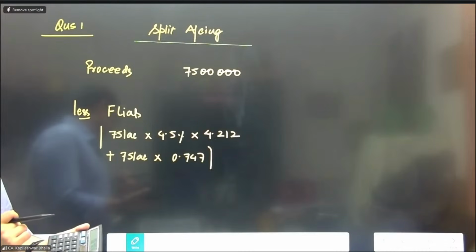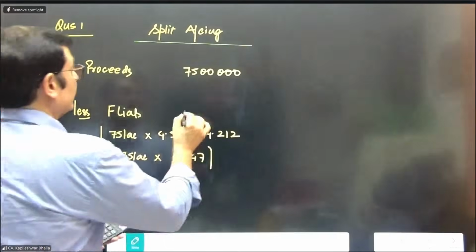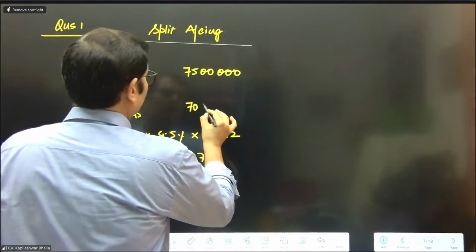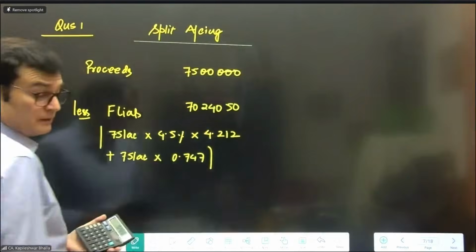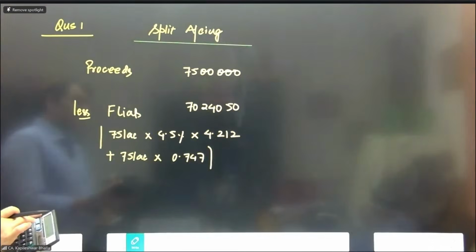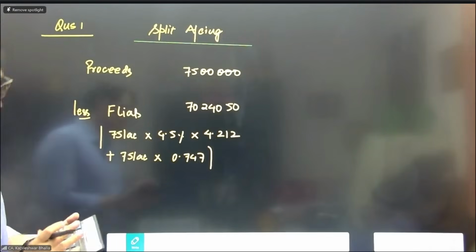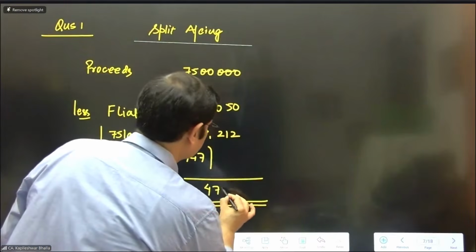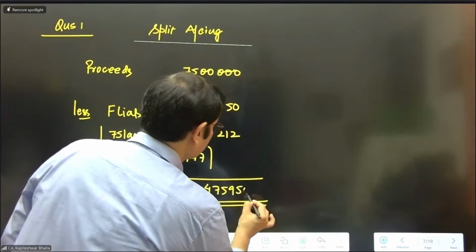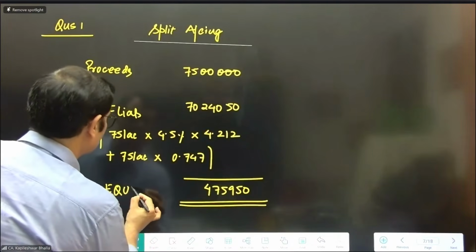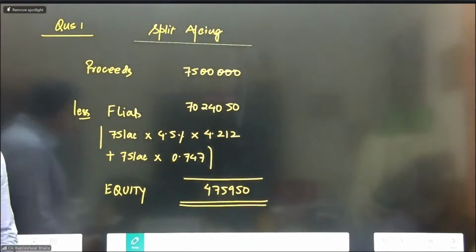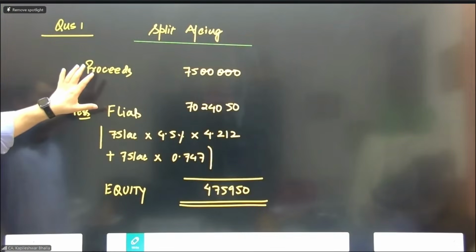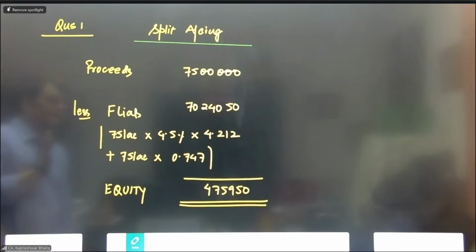I think it's coming to a total of, I guess, 70 lakhs 24,050. Just vouch for me if this is right or not. And then we can take the balancing figure, that's coming to, I think, 4,75,950. This becomes the equity component of the CFI. Right, I think I made the calculations. I was waiting for people to give me the questions as well. So this is the proceeds, that is the financial liability, and that is equity.